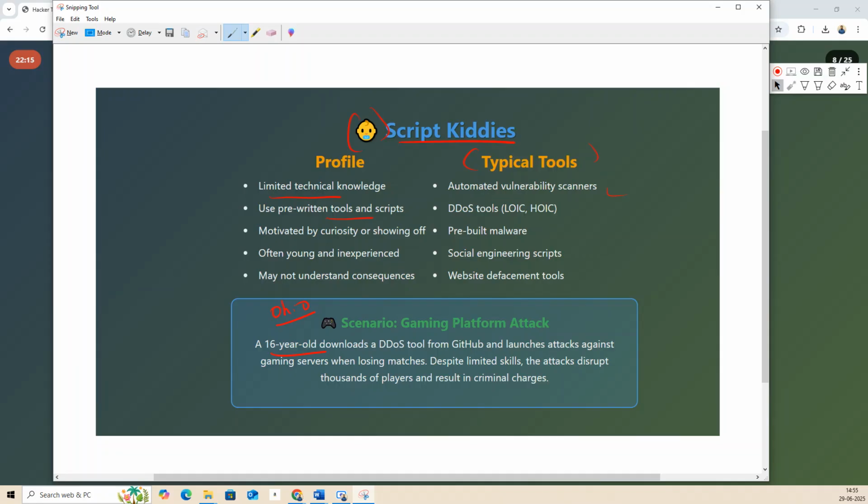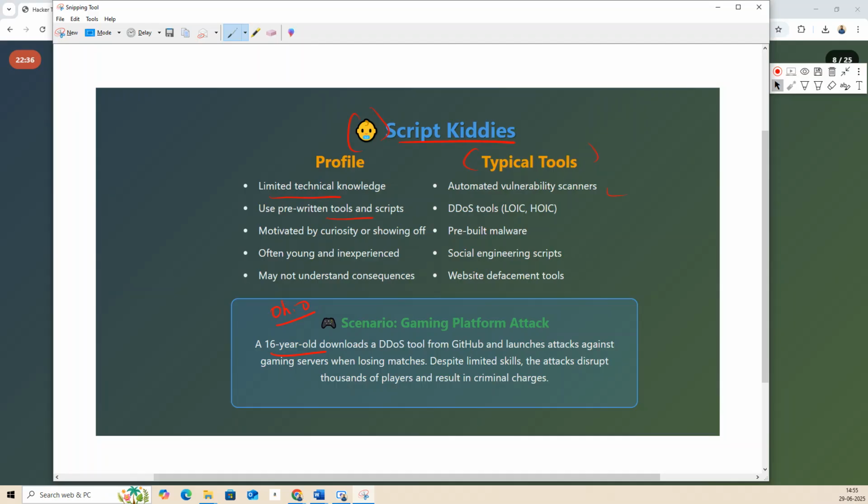Over several months, his attacks grew larger and more frequent. He started targeting not just individual game servers but entire gaming platforms. His attacks disrupted services for hundreds of thousands of players. Gaming companies lost revenue from subscription cancellations. Players lost progress in online competitions.